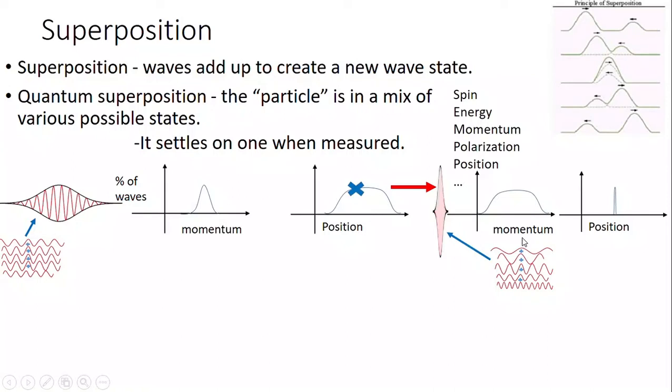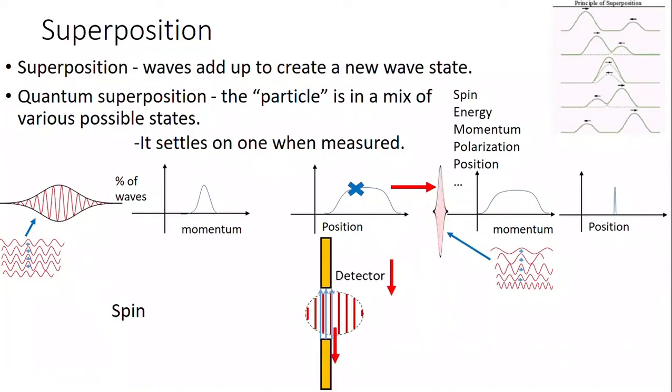And another example of superposition is spin. So you have this wave packet coming in to get detected, and before it's detected, it's in a superposition of both spin up and spin down. And then once it's detected, and say in this case spin down, it settles upon one of those values and it's no longer in a superposition.